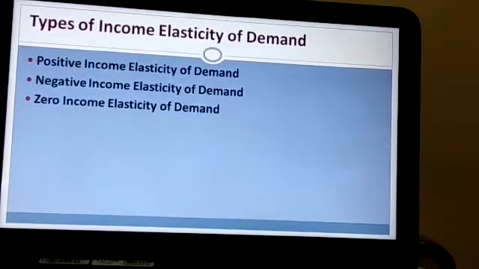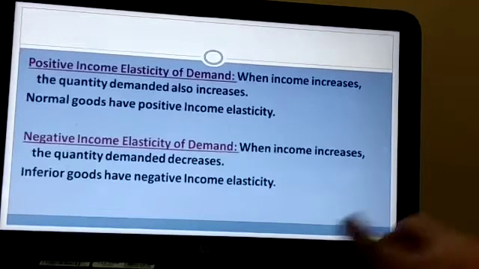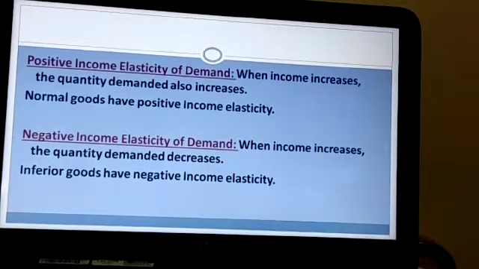Now, the various types of income elasticity of demand: there are three types, positive, negative, and zero income elasticity of demand. Moving on to the first one, positive income elasticity of demand. When income increases, the quantity demanded also increases. Remember normal goods like clothes and furniture, which we discussed in the demand chapter. Normal goods have positive income elasticity.